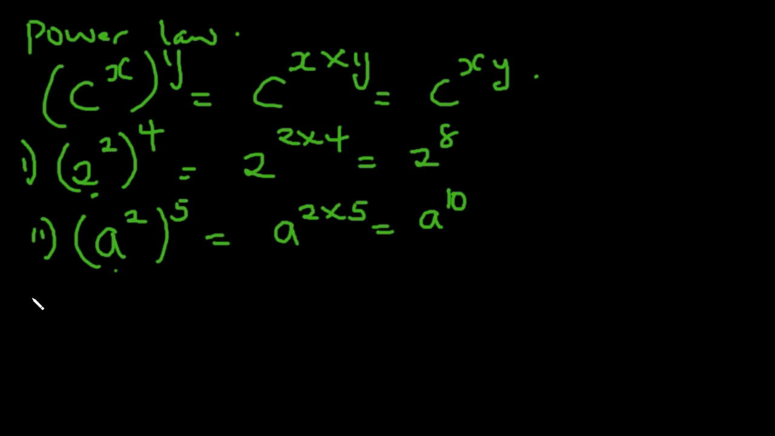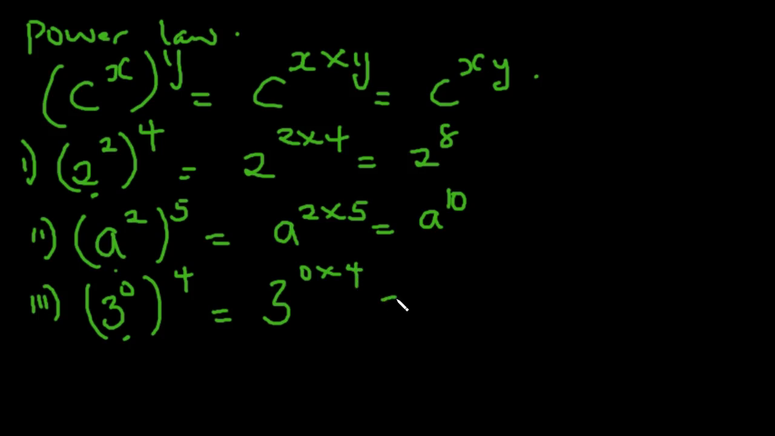Here again, let's say I have 3 to the power of 0 raised to the power of 4. What I do is copy my base, which is 3, and multiply my indices. That's 0 multiplied by 4, which is going to be 3 to the power of 0. 3 to the power of 0 is 1. All this we can actually verify, like I've said in the first lesson. Indices are just simpler ways of doing calculations with large numbers.